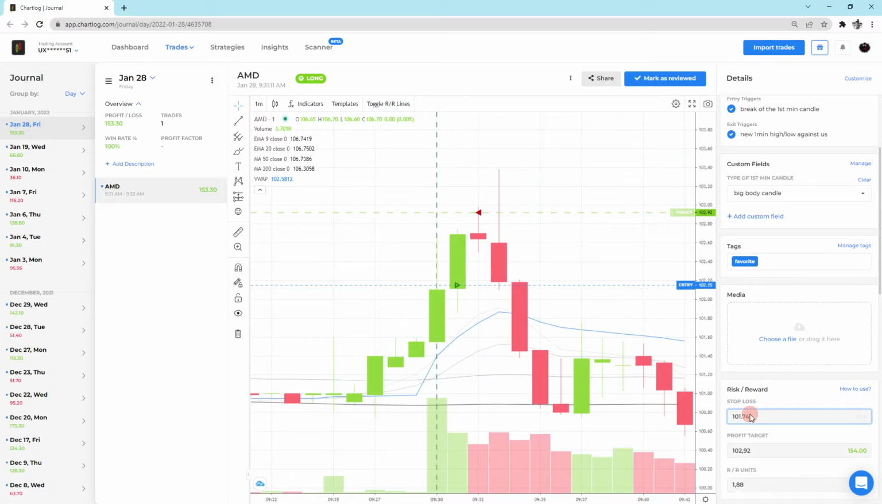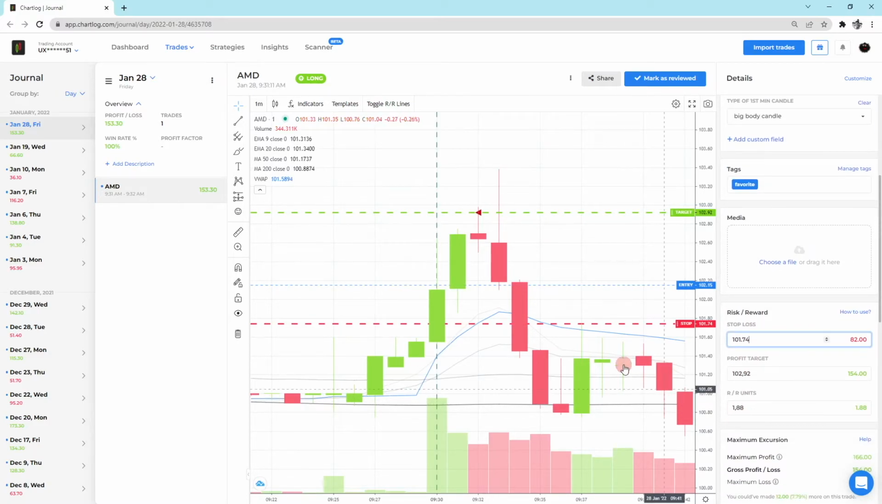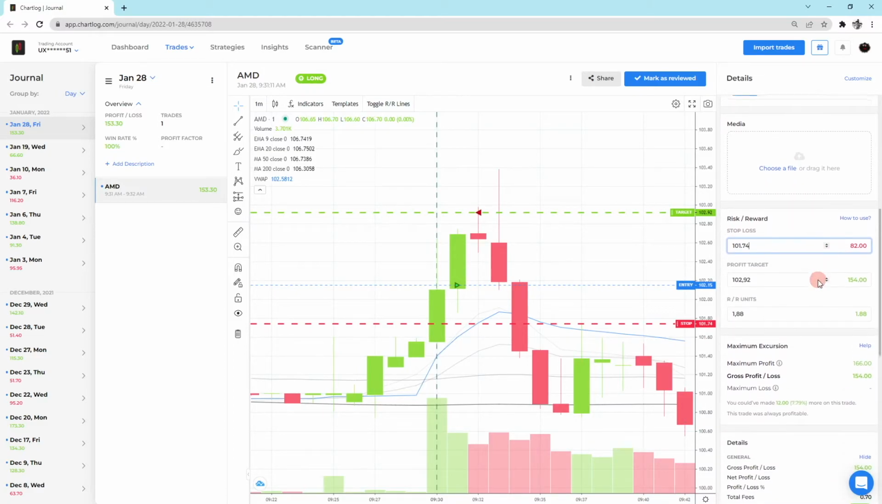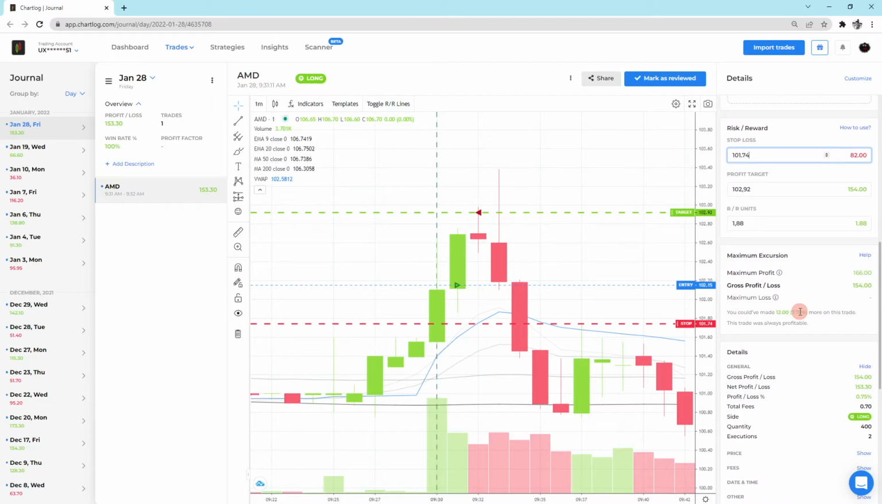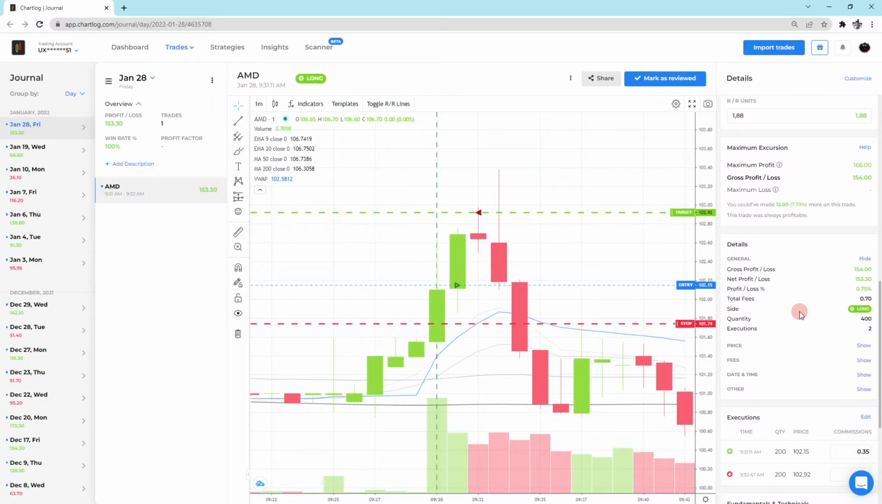And Chartlog will calculate the risk to reward ratio and show both the entry, the target, and also the stop loss line on the chart. You will also be shown maximum excursion data that tells you how much more you could have lost on the trade or how much more you could have won on the trade. There's more details about the trade, and you can also see every execution and the corresponding commissions.